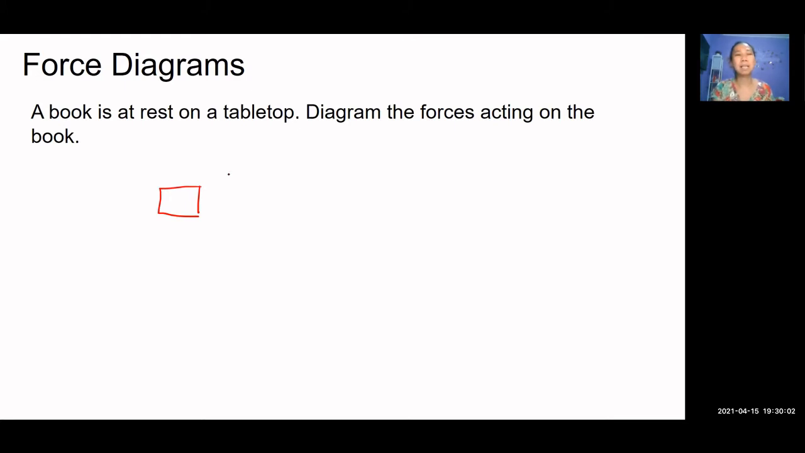So sinabi dyan, it is at rest on a tabletop. So kung nasa tabletop siya, ibig sabihin merong normal force acting on the book. Saan nanggaling tong normal force na to? Itong normal force na to, galing siya dun sa table. So kung hindi pa kayo familiar dun sa mga different types of forces, I suggest panoorin nyo rin yung video ko about dun sa types of forces para mas maintindihan nyo yung mga susunod nating discussions.